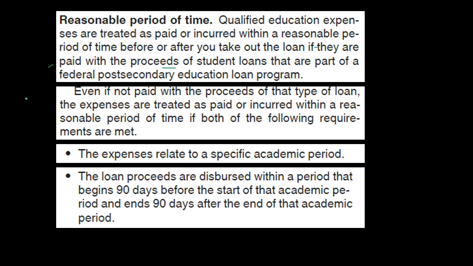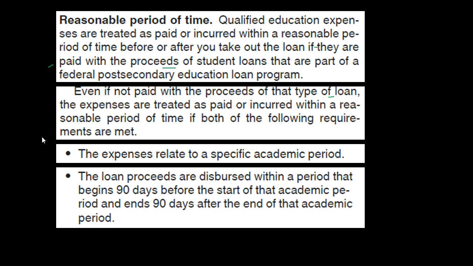Reasonable period of time. Qualified education expenses are treated as paid or incurred within a reasonable period of time before or after you take out the loan if they are paid with the proceeds of student loans that are part of the federal post-secondary education loan program. So that's going to be factor number one, probably the most likely factor. Second item, even if not paid with the proceeds of that type of loan, so even if they were not taking that kind of normal standard type of loan, the expenses are treated as paid or incurred within a reasonable period of time if both the following requirements are true. Two requirements, both, not or, must be met.